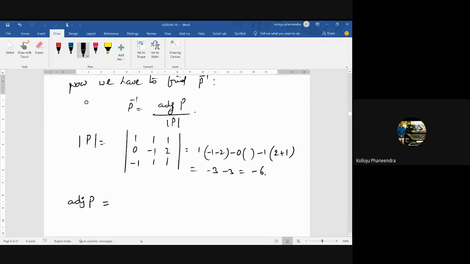Adjoint P, I think all of you already know the adjoint P matrix. Just give me a minute, all of you. One important call.